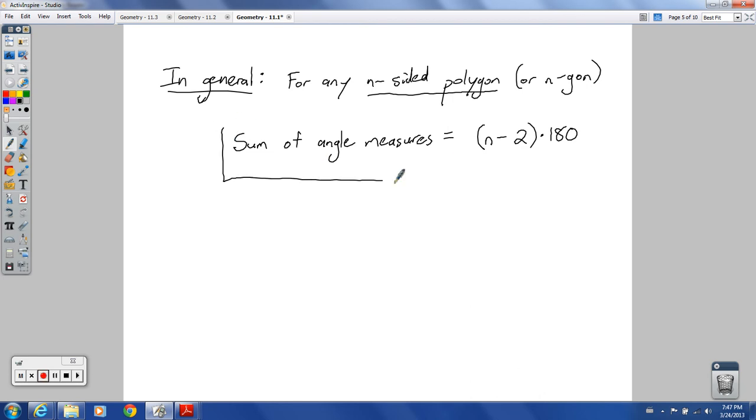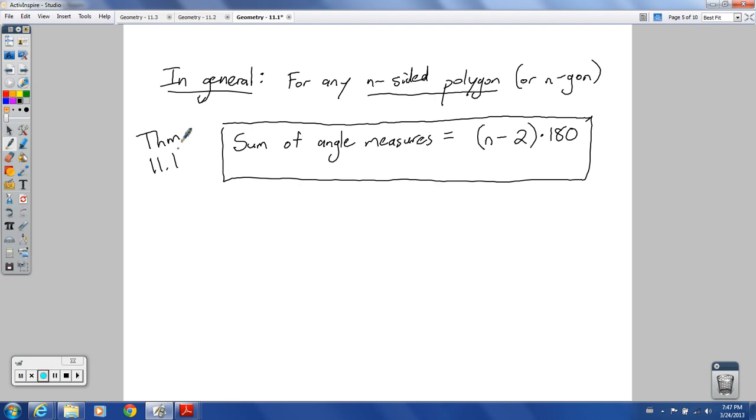And so this is the big kahuna, one of the big kahunas for this lesson. Where am I going with that? I don't know. Where we go? That's better. And this is Theorem 11.1. So let's put that off to the side there.